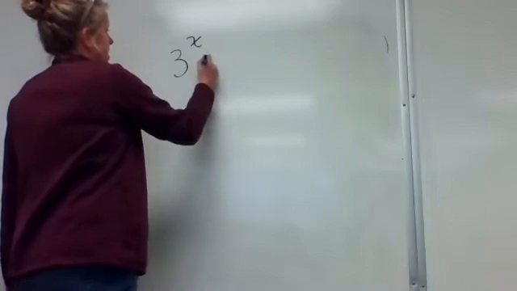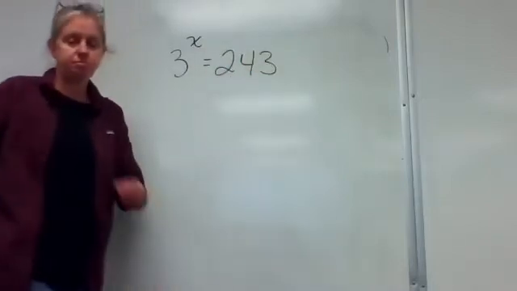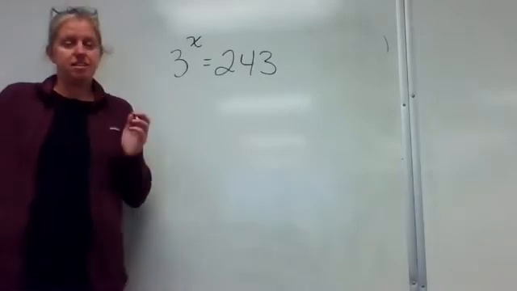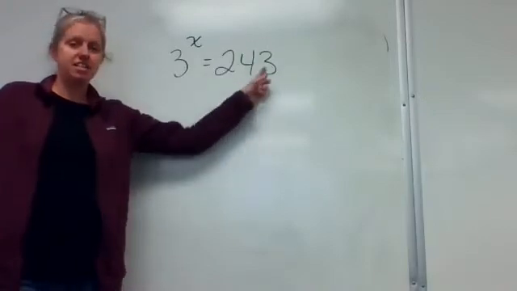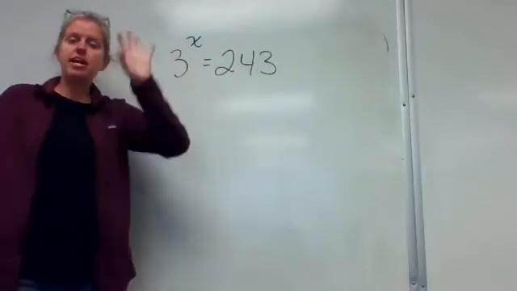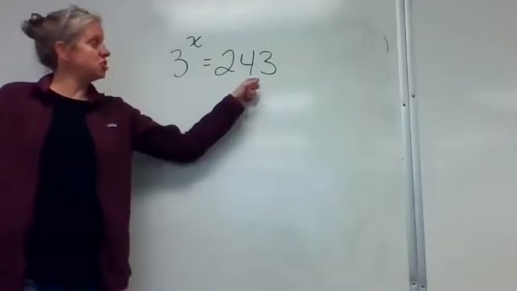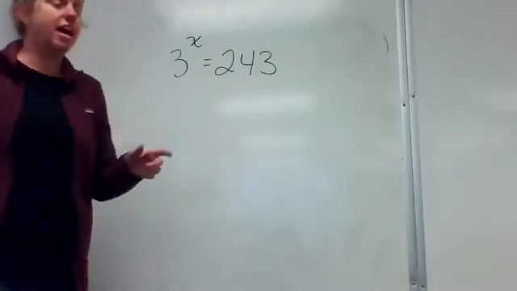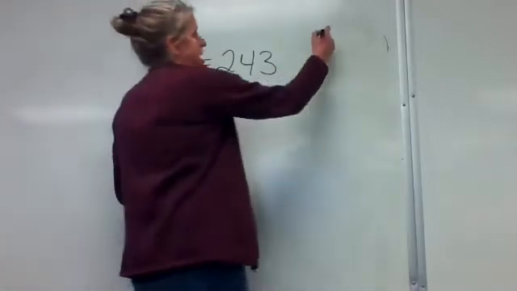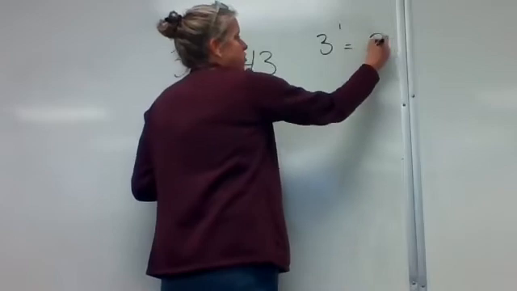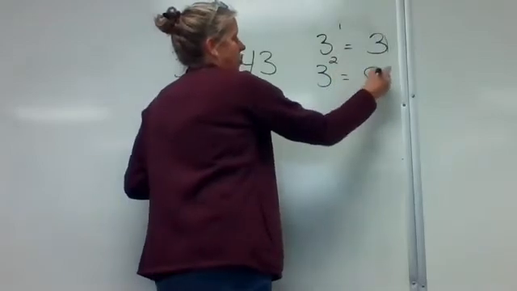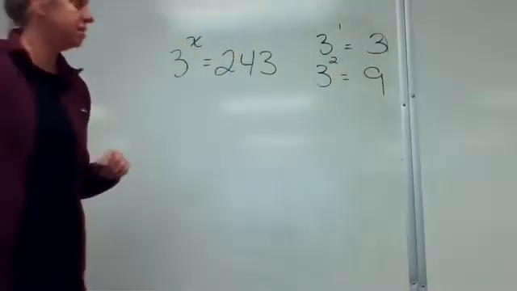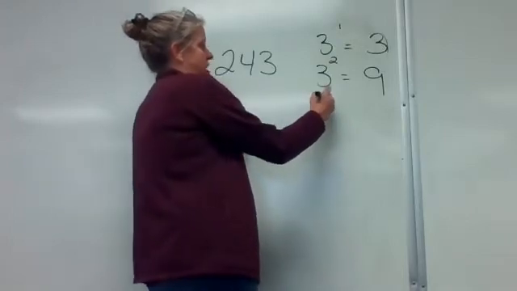Okay, so if you have 3 to the x equals 243, the first method that you want to do is if you can turn this right side into a 3 to a certain power, in other words, change the base of this to 3, then that's what you're going to want to do. So let's see if we can do that. What is 3 to the first power? It's 3. 3 to the second power is 9. I'm trying to see if I can make it 243.